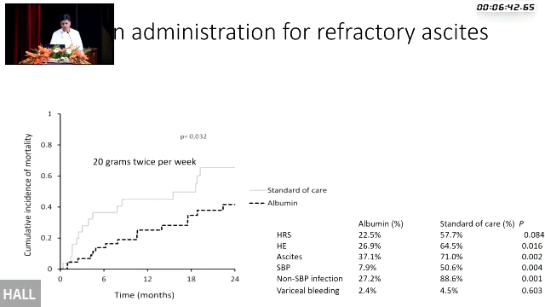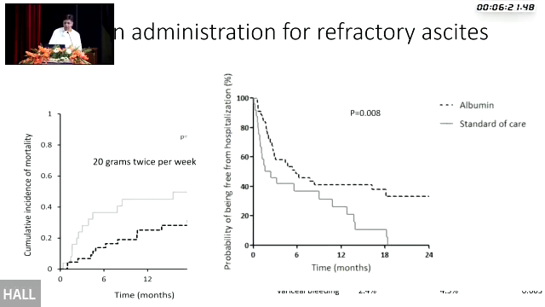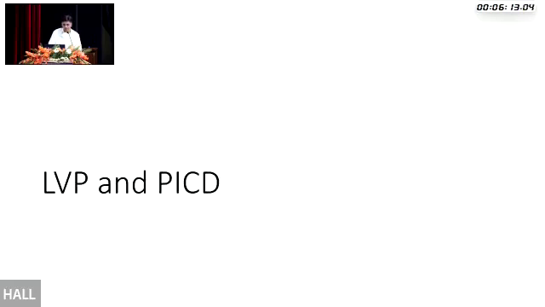Treatment options are the following. Long-term albumin in refractory ascites. This has been shown to be effective. 20 grams twice weekly for 24 months has been shown to improve ascites and reduce the incidence of hepatorenal syndrome, hepatic encephalopathy, SBP and non-SBP infection, and variceal bleeding. It has also been shown to improve the probability of being free from hospitalization. So long-term albumin has an emerging role in refractory ascites.